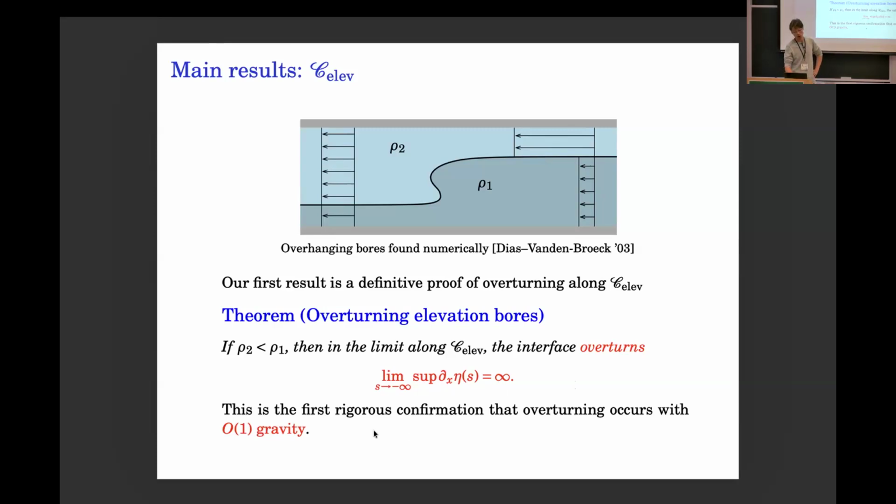And I want to also point out that I mentioned this other rigorous proof of the surface wave where gravity is a small perturbation, but here we do not make that assumption. So this is still order 1 gravity. So that's a definitive answer along this elevation branch.